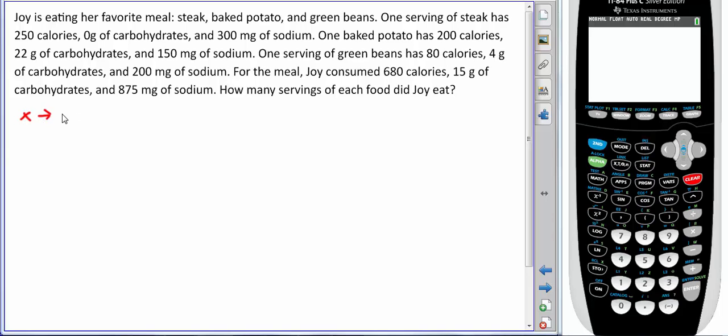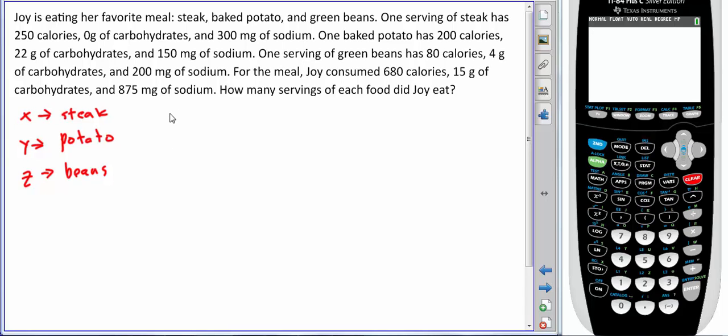So x would be servings of steak. Y could be servings of baked potato. And then Z could be your servings of green beans. The only reason I'm putting them in that order is just simply because this is laid out pretty nicely for us, and so we can keep it in that order.